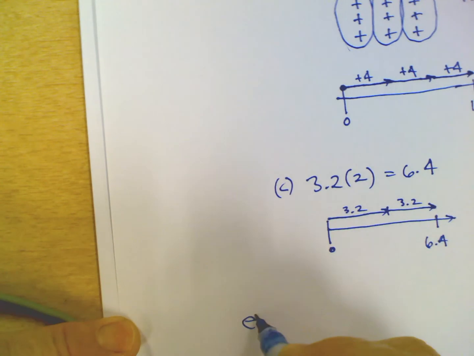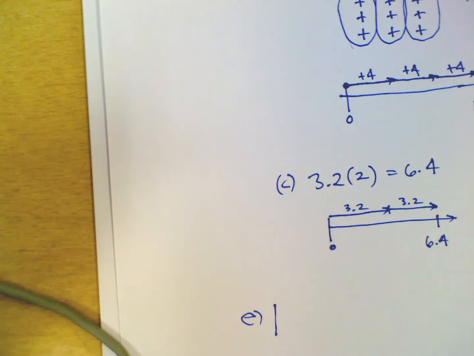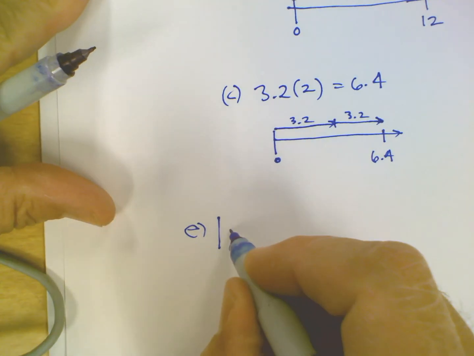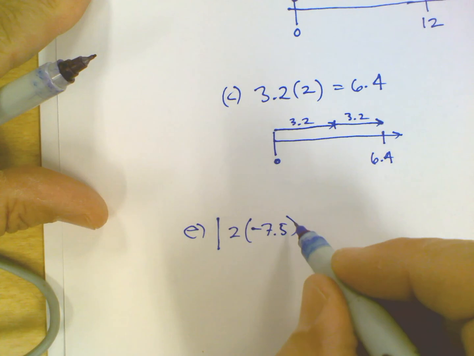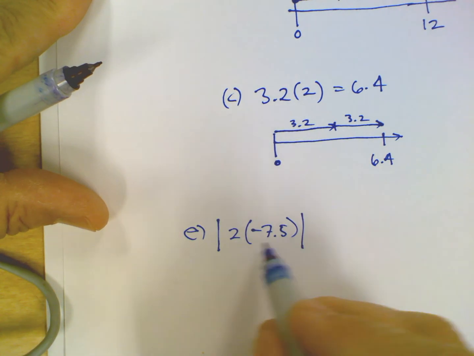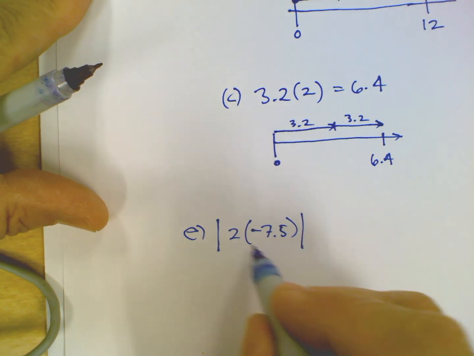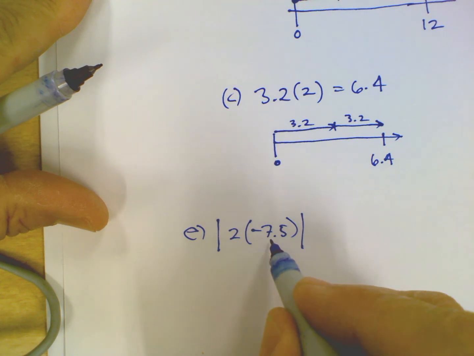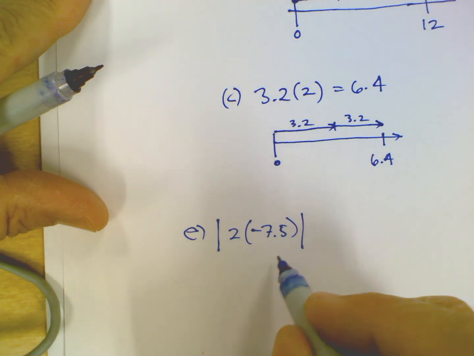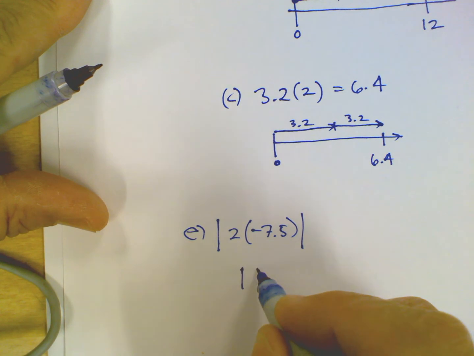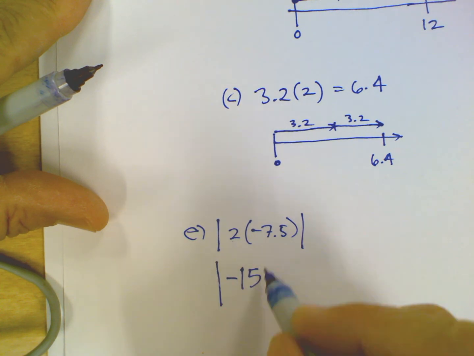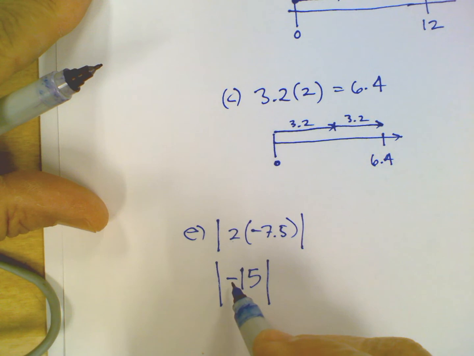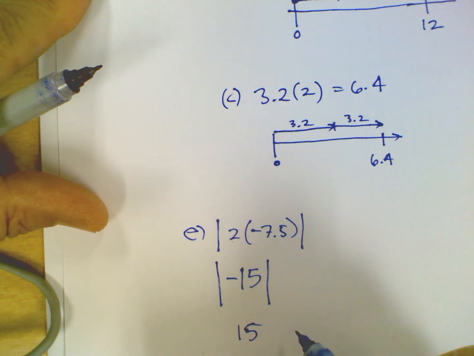Let's look at E. E says the absolute value of 2 groups of -7.5, or -7 5/10. So if I'm going to multiply, first thing is inside these absolute values, I multiply 2 groups of -7 5/10, which is the same thing as 15, and it'd be -15, right? A positive times a negative is negative. And then the absolute value of that, now we have -15. The absolute value of -15 is actually just +15.